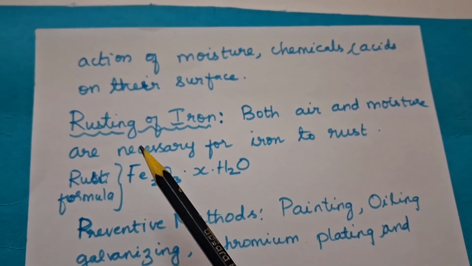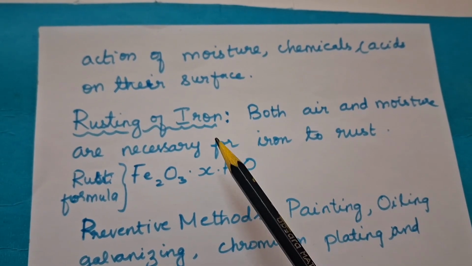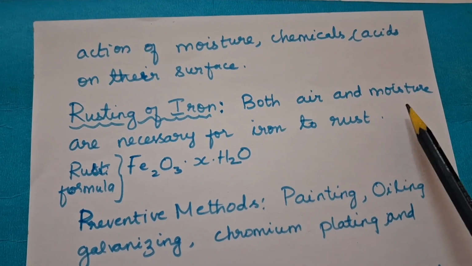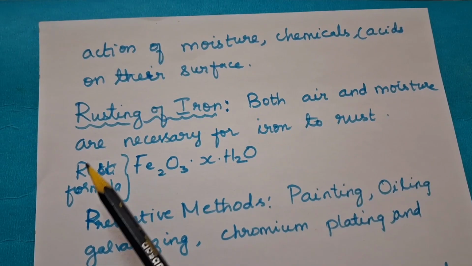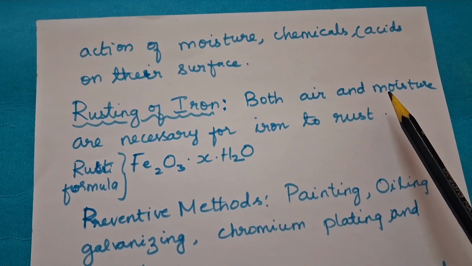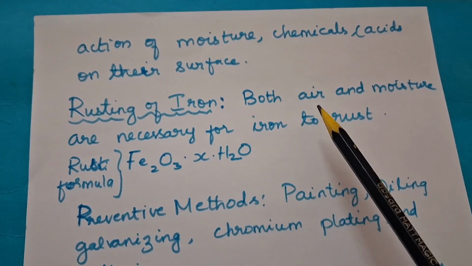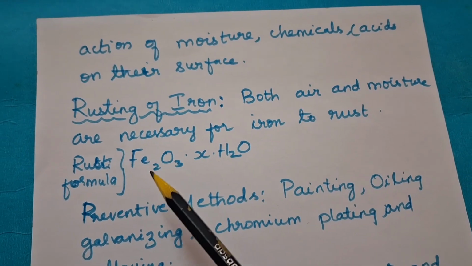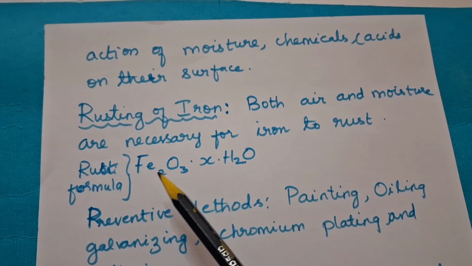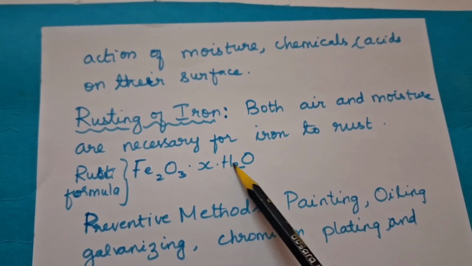So when does iron rust? Two conditions are needed, both air and moisture. These two things are needed for iron to rust. Even if one is not there, if moisture is not there, the rusting process does not take place. So both air and moisture are needed for rusting. The formula for rust is Fe2O3.xH2O, where x is the number of water molecules.